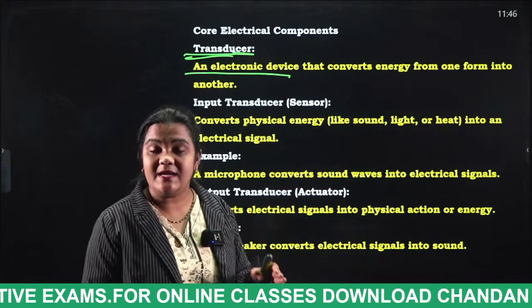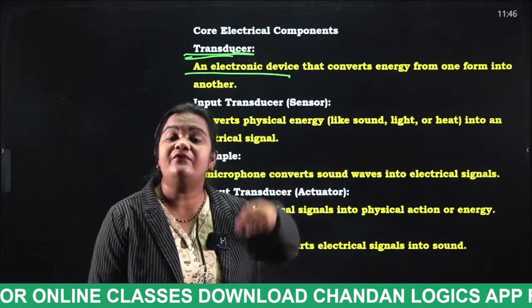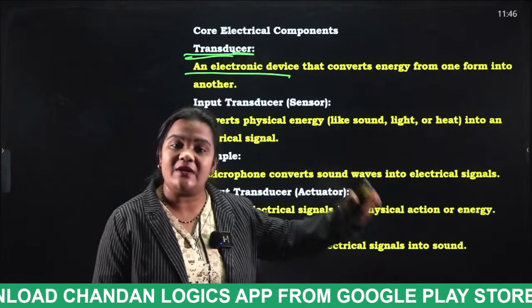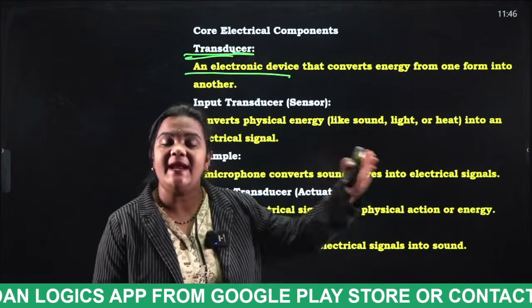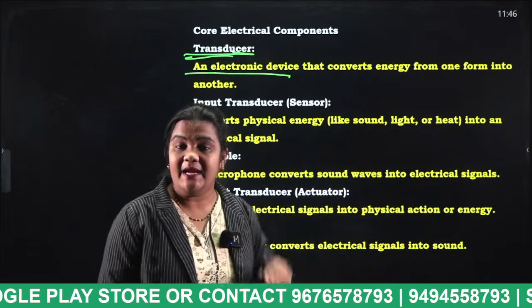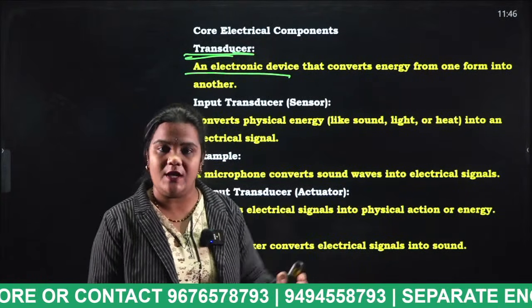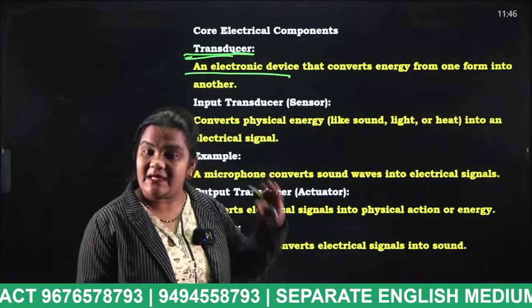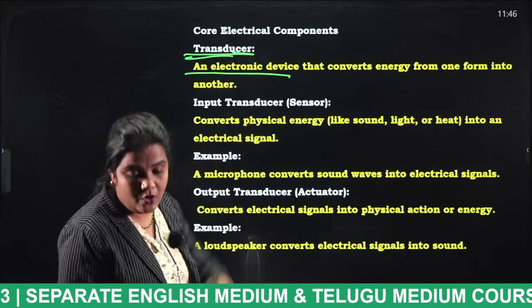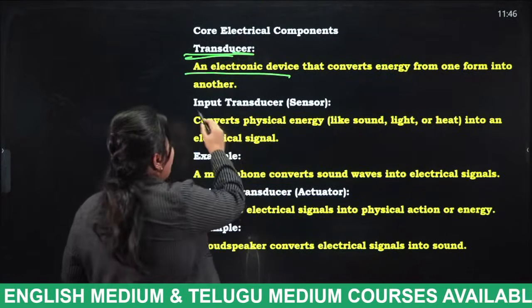A transducer converts one form of energy into another form. For example, electrical energy is converted into heat energy in an electric heater. Electrical energy is converted into mechanical energy in an electric cooler. For this conversion, a component is required, and that component is considered a transducer. Okay? And the next thing is the input transducer.